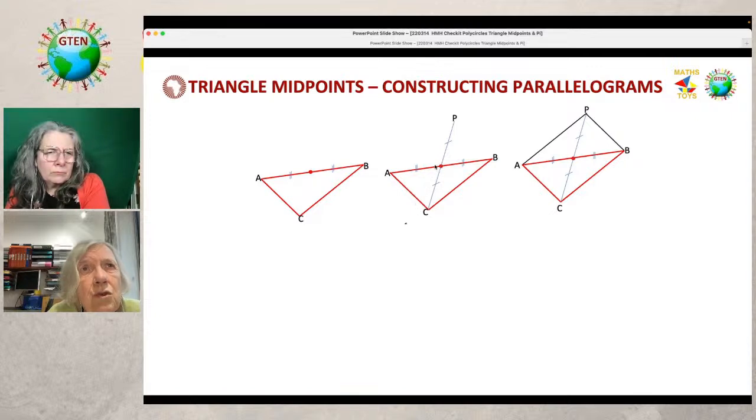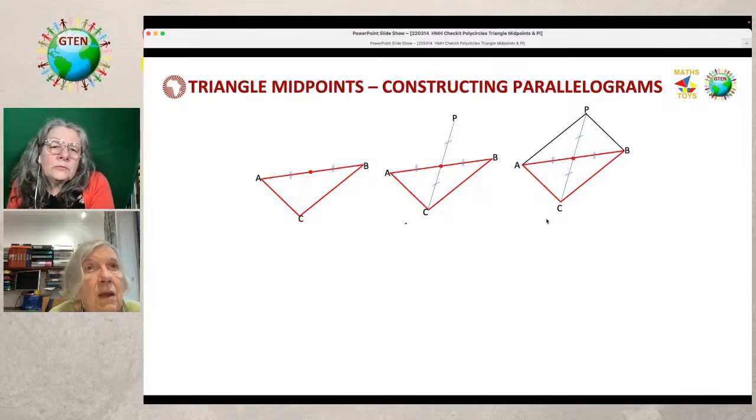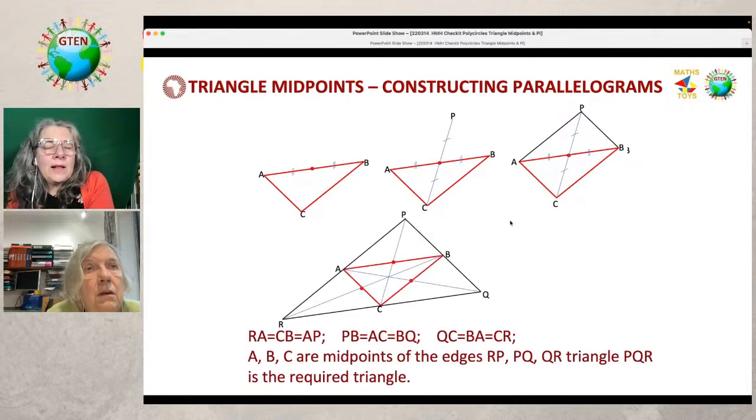So that's what you do. You join C through to there, and you extend it a bit further so that length and that length are equal. And then P is one of the points you need, because as you see, A, P, B, C is a parallelogram. And it is going to be a parallelogram because you're starting at C, going through the midpoint of AB, and then going the same length again, and that'll give you the final vertex of the parallelogram.